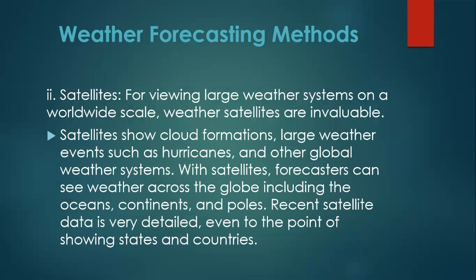Moving on, let's see the second method of weather forecasting, that is the satellites. For viewing weather systems on a wide scale, weather satellites are the ones that are used. The satellites show cloud formations, large weather events such as hurricanes, and other global weather systems. With these satellites, forecasters, the people trying to predict the weather, can see the weather across the globe, including the oceans, continents, and the poles. Recently, satellite data is very detailed, to the point of showing the states and the countries.